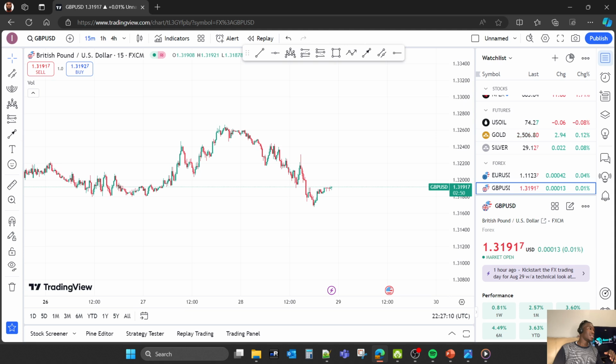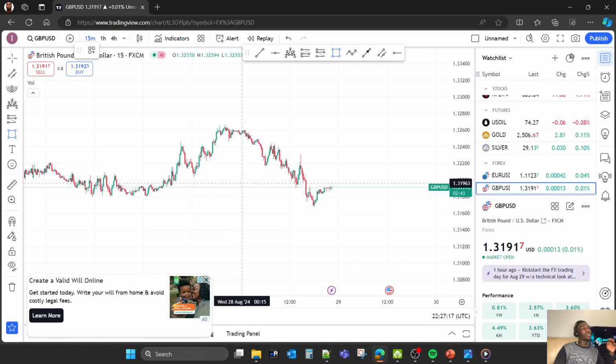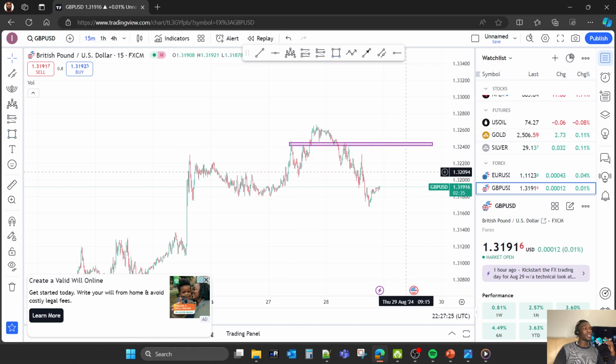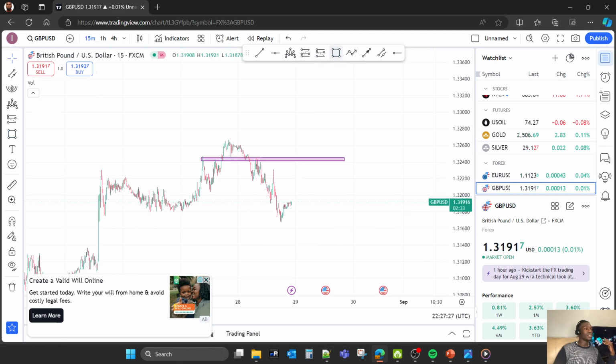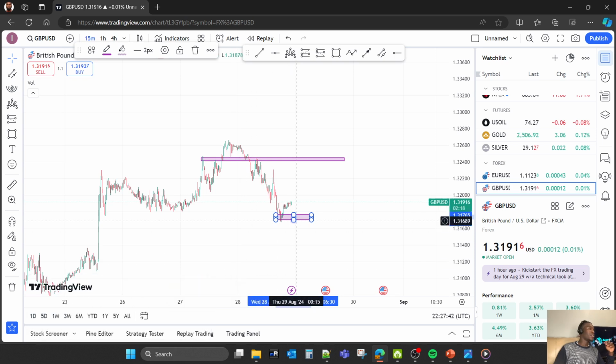The next thing we're going to talk about is this rectangular tool. Most people use it to plot their support and resistance levels. Let's say this level, and they can just plot it like this. Or some use it for their entry points. Let's say you want to enter at this point, you wait for price to get here, and then you're expecting price to come in. That's how most people use this rectangle. Then let's just delete it.